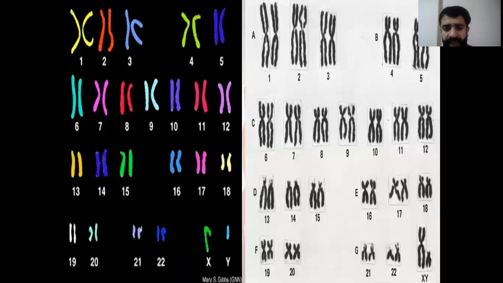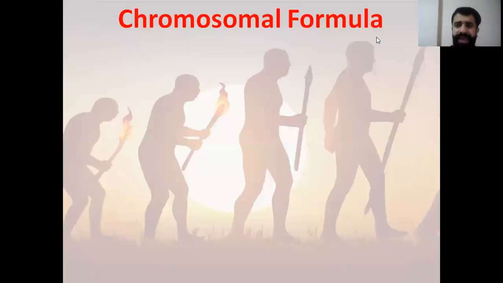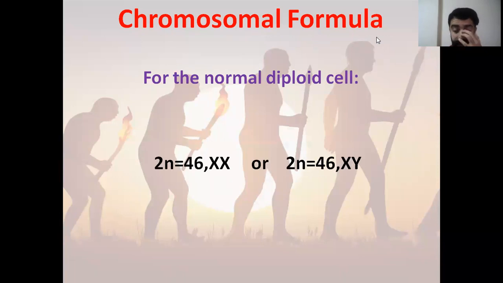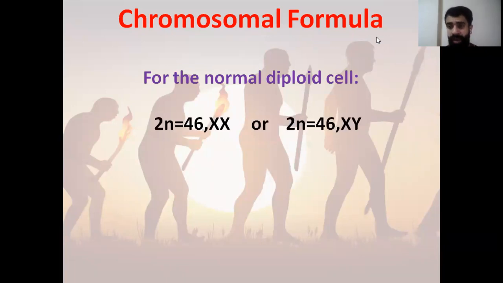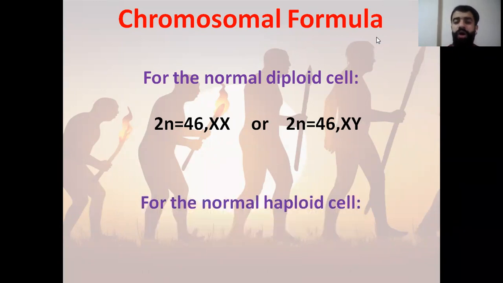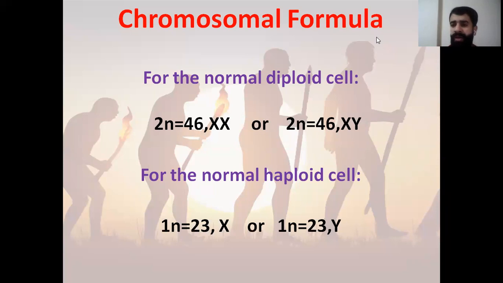The karyotype here is for a diploid cell, since we have two copies of each chromosome, while a haploid cell has only one copy of each chromosome, as in a gamete, either a sperm or an ovum. We talked last time about the chromosomal formula. If it's a diploid cell, 2n equal 46 in the human, comma XX if it's a female, or 2n equal 46, comma XY in the case of a male. In the case of haploid, 1n equal 23, comma X for a male or a female, but 1n equal 23, Y is for male exclusively.